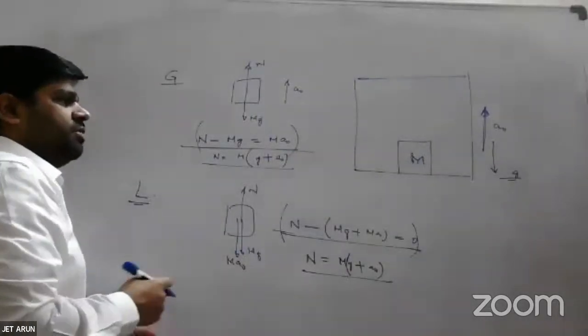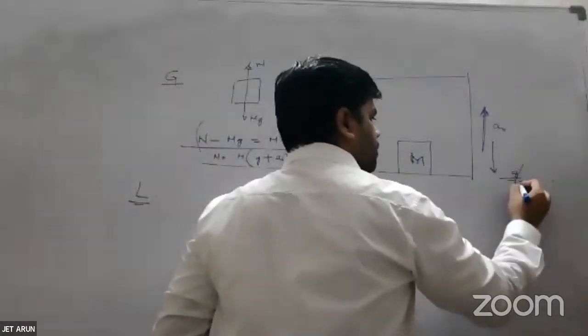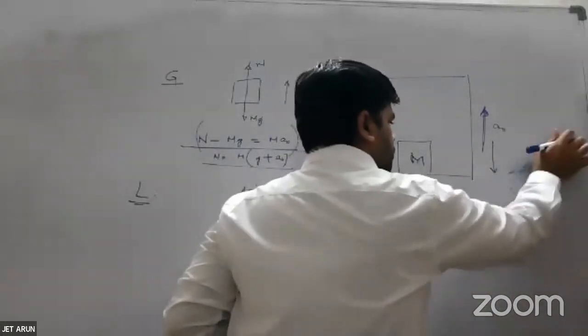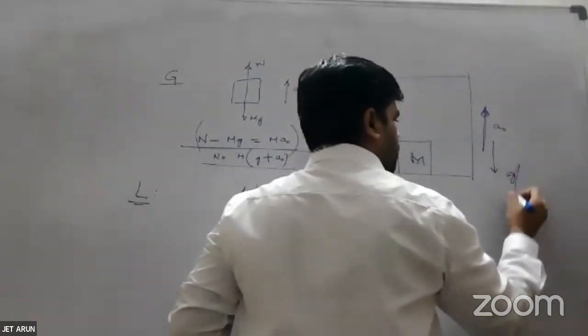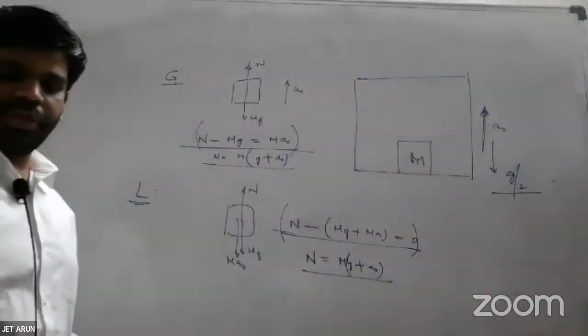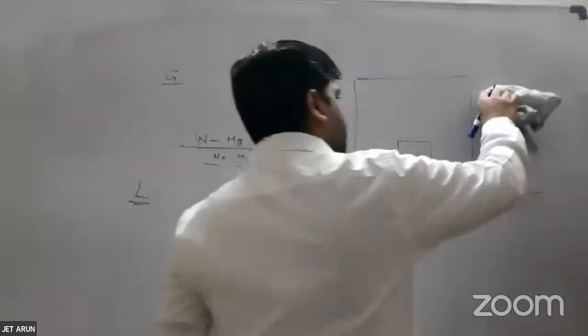Now what happens? Or g by 2, let's say. It goes down with g by 2. Now how will I write the equations? Can you tell me what the normal reaction is?